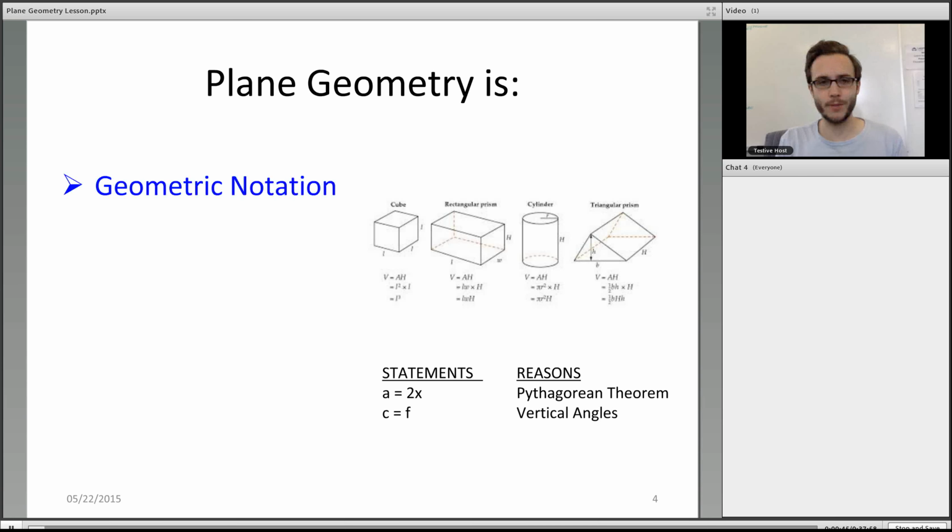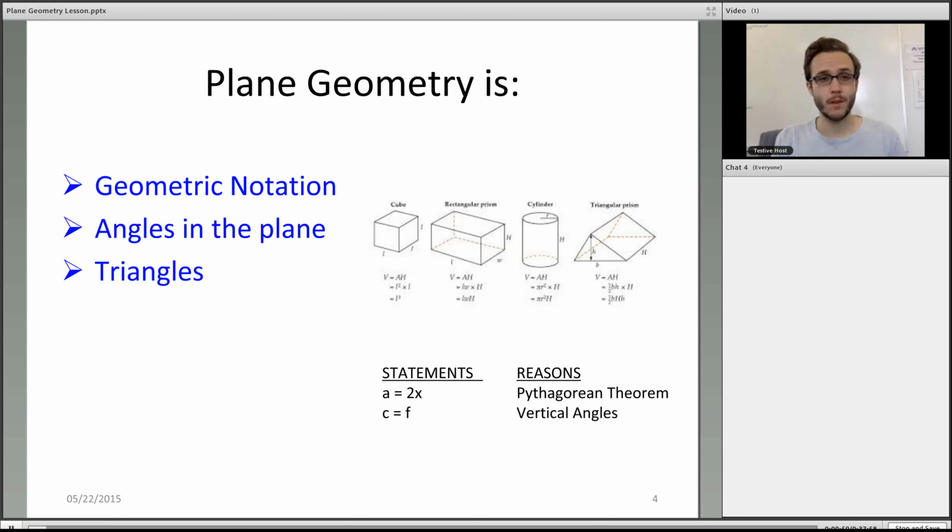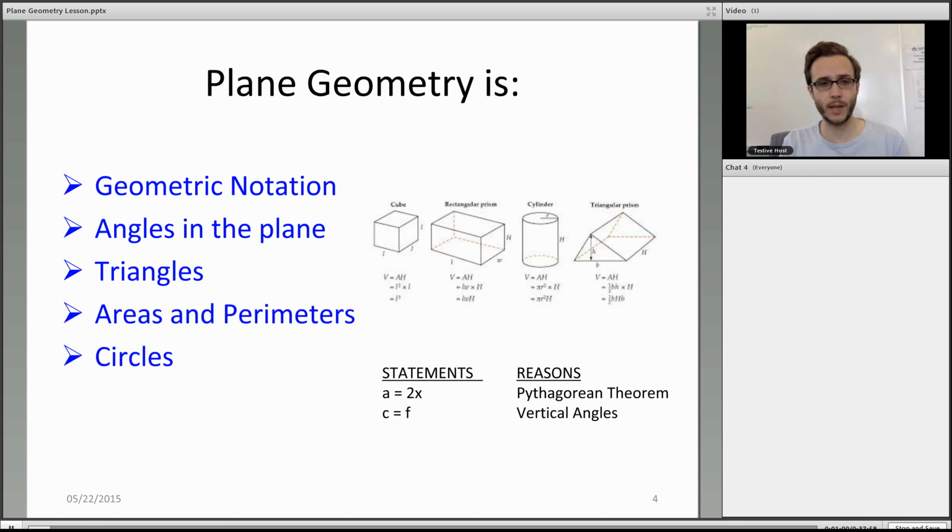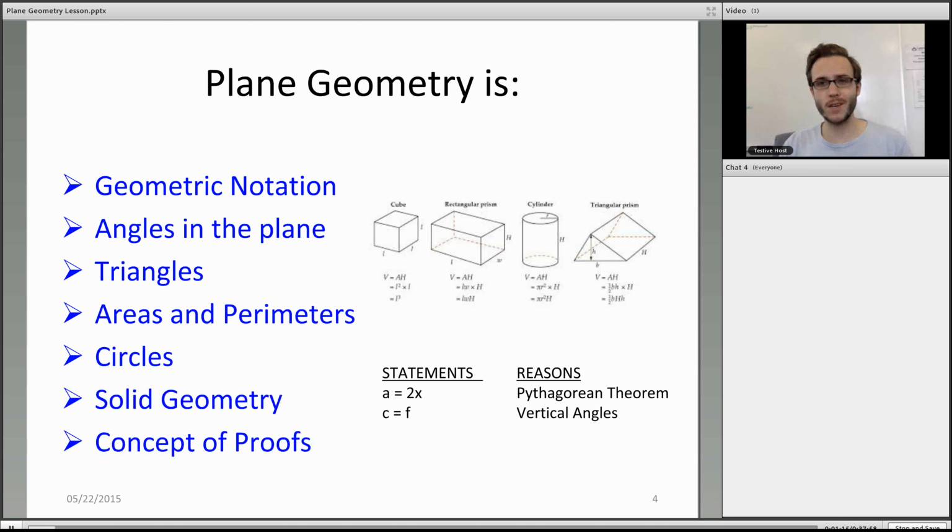It involves geometric notation. It involves calculating angles in a plane, calculating the angles of a triangle. It involves a lot of formulas that are based on triangles, areas and perimeters, calculating those in the shapes that you see in front of you, like a cube, a rectangular prism, cylinder, triangular prism. Calculating the area and circumference of circles. It involves some solid geometry, and it also involves this thing called the concept of proofs that sounds maybe tricky, but at the end I'll show you that it's not a big deal.